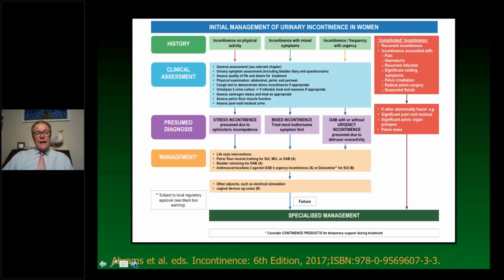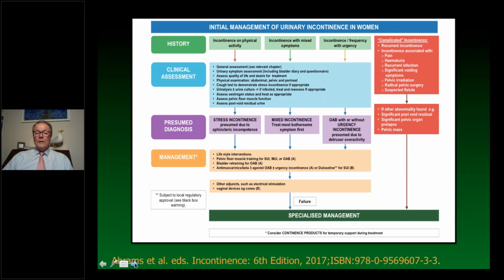So what about making an accurate diagnosis? This is the initial management algorithm from the International Consultation on Incontinence. And this looks at the initial management of urinary incontinence, perhaps in primary care. So in green, we take a history: incontinence on physical activity, perhaps mixed symptoms, or incontinence with frequency and urgency. In blue, we perform a clinical assessment, physical examination, urinalysis to exclude infection, and also some measure of post-void residual.